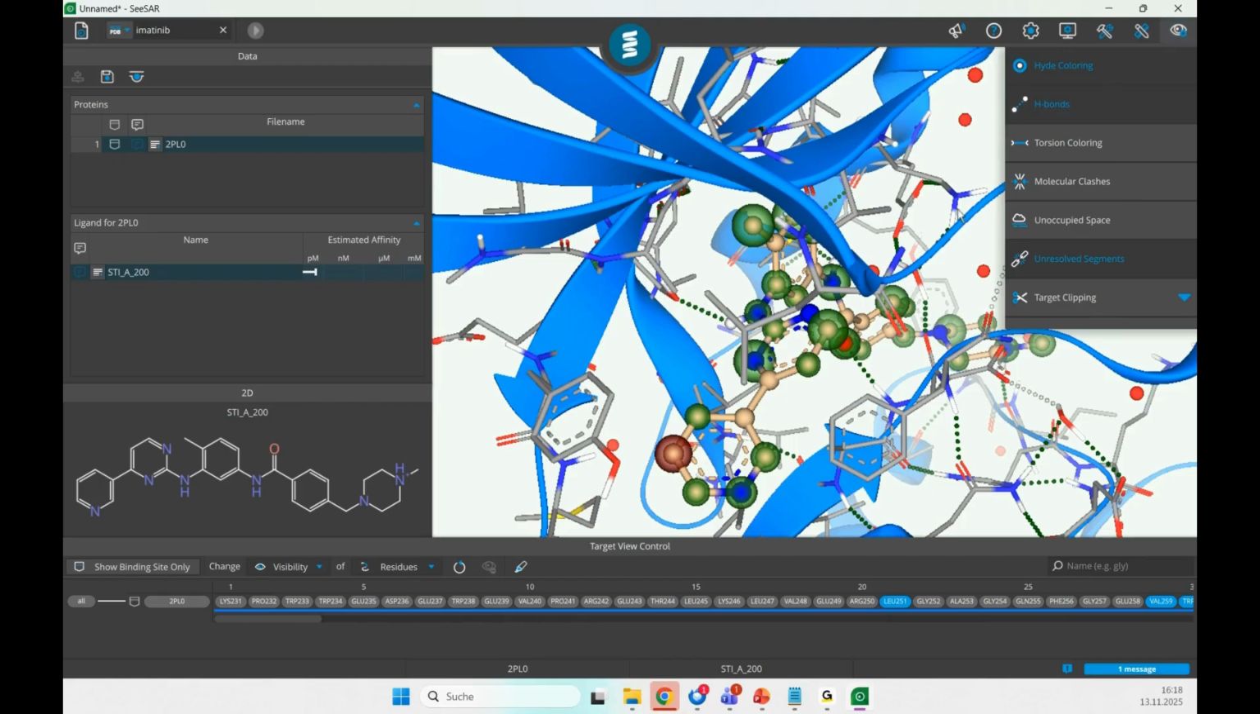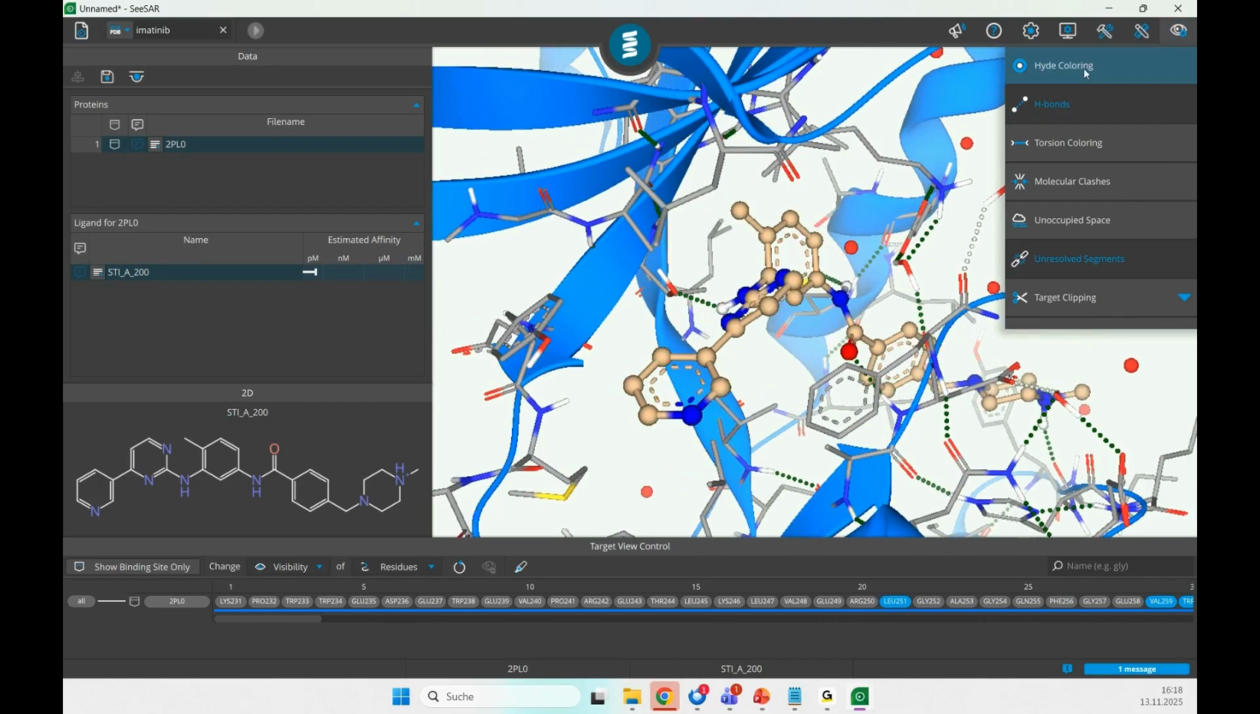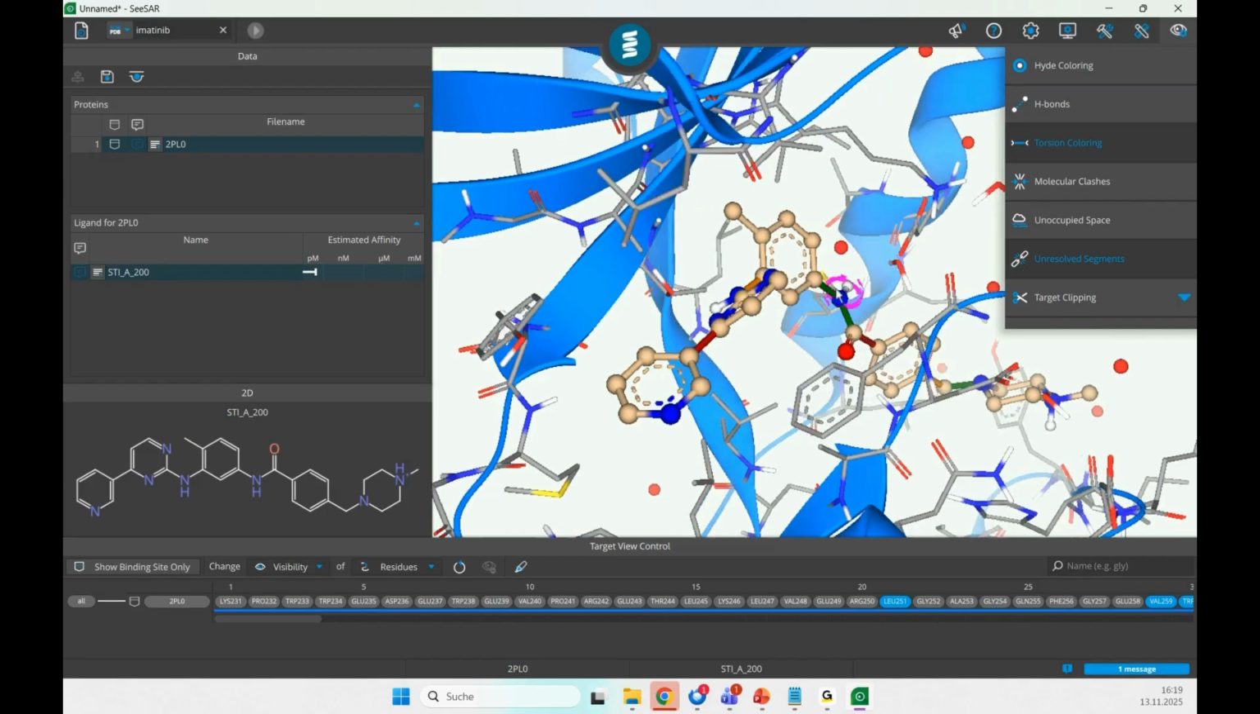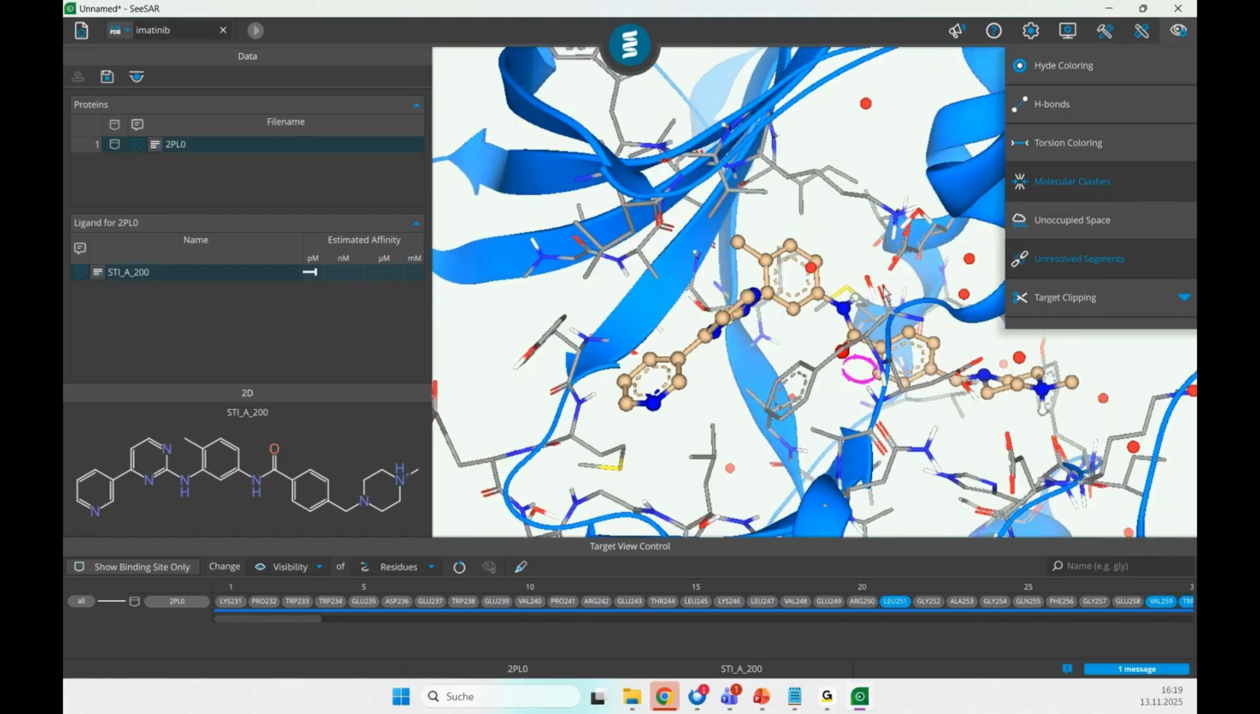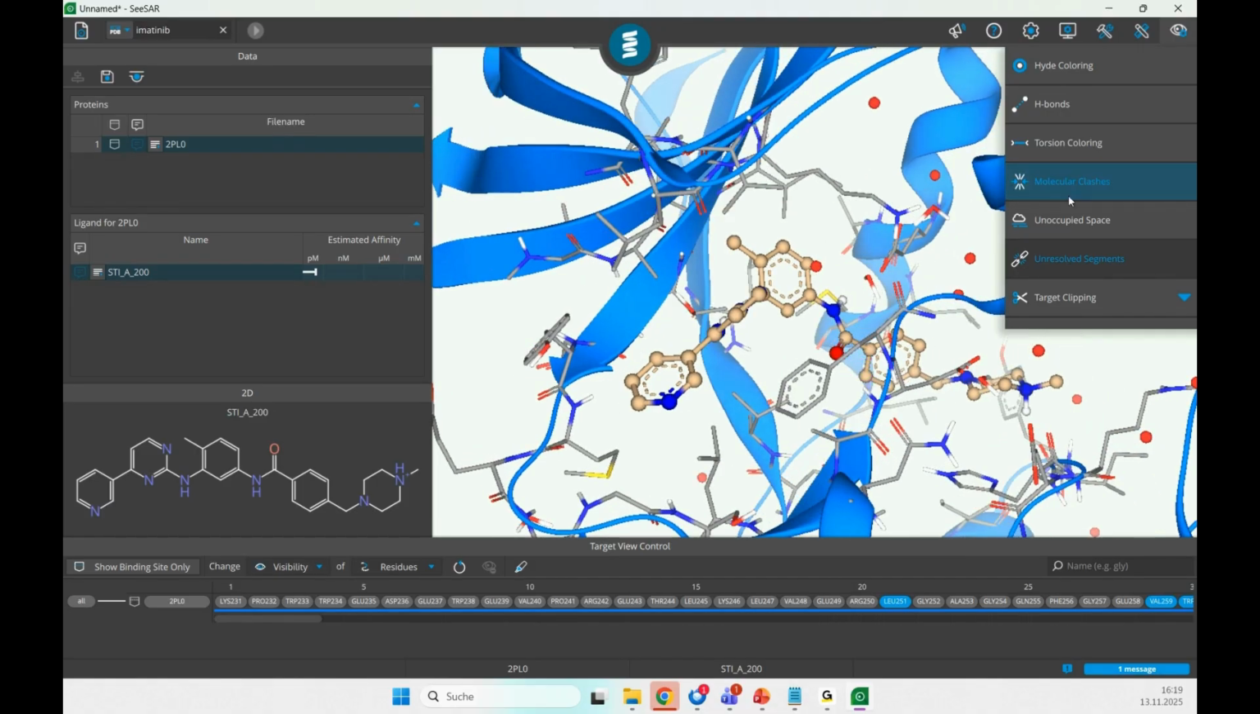In visualization, we can decide to hide and show the HYDE spheres, indicators for our affinity prediction algorithm. We can also turn on and off the H bonds. We can turn on and off the torsion coloring, the molecular clashes, if there would be any. Seems there is no such case here in this particular area.